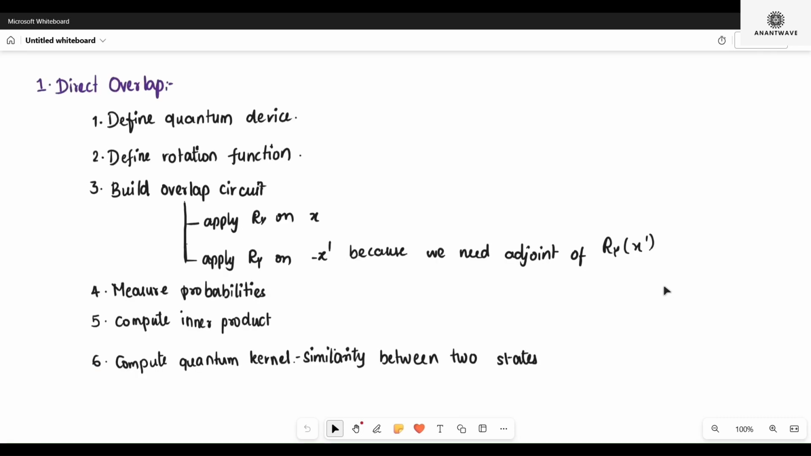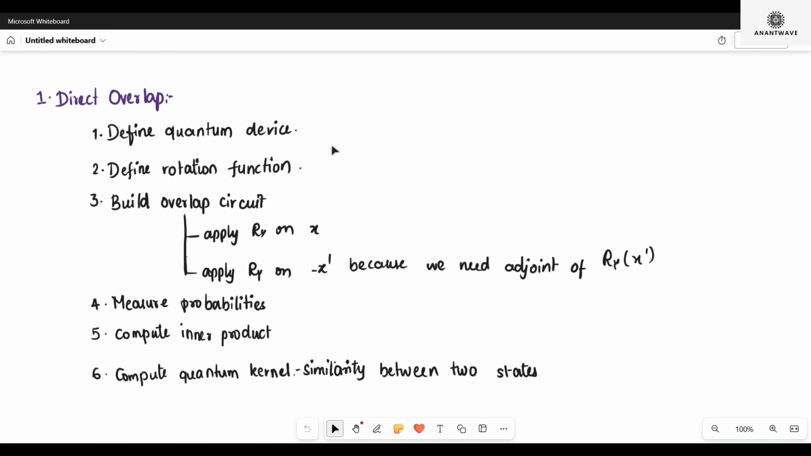Now let's see the direct overlap method. In this method, we need to follow the below steps. Firstly, we need to define a quantum device with a number of qubits and then define the rotation gate, either Rx, Ry or Rz. Here I am selecting the Ry gate and then building the overlap circuit.